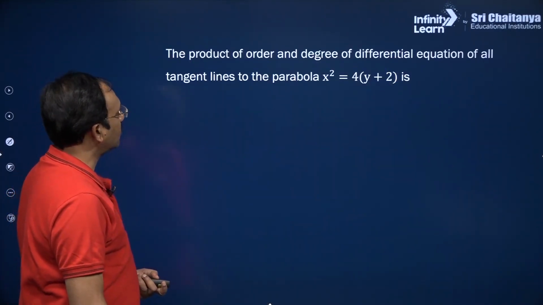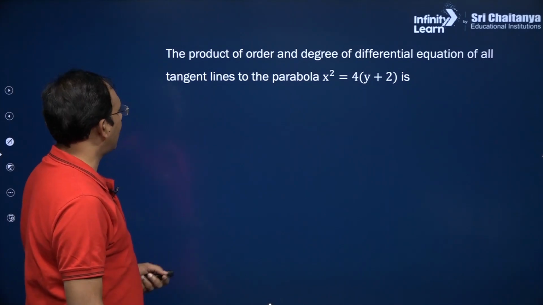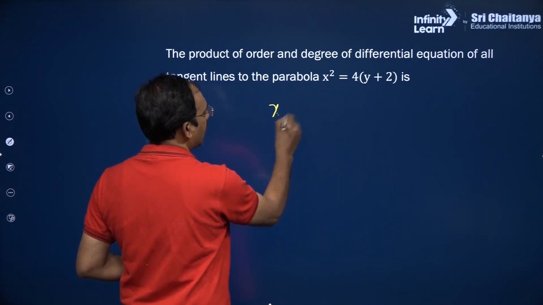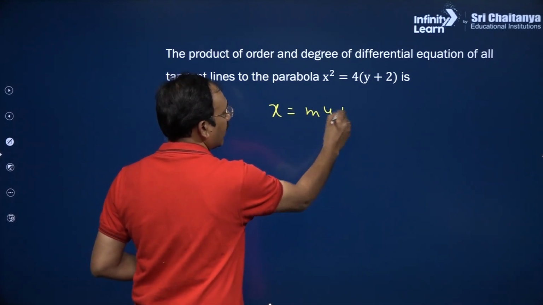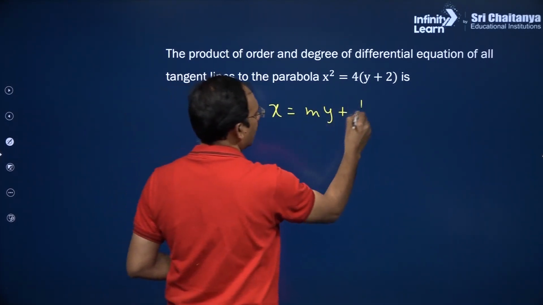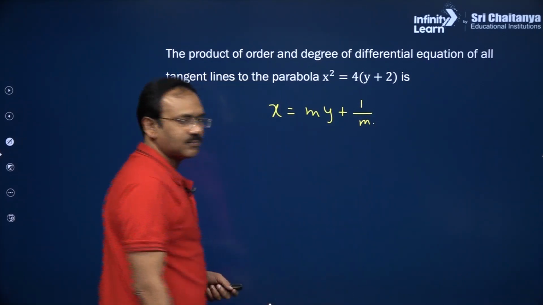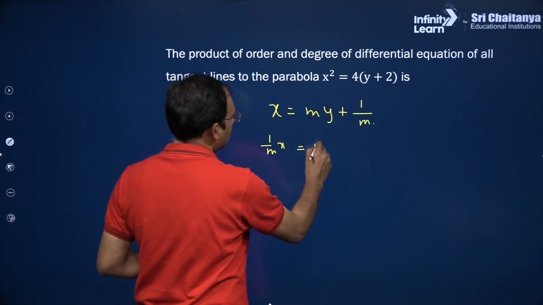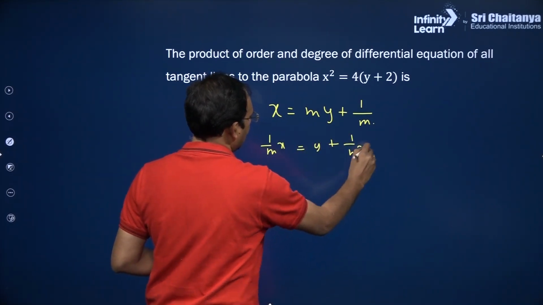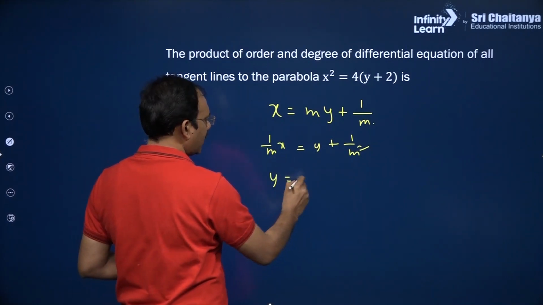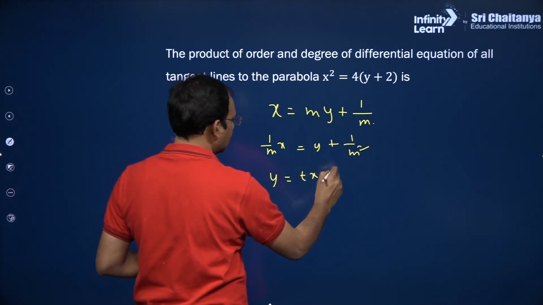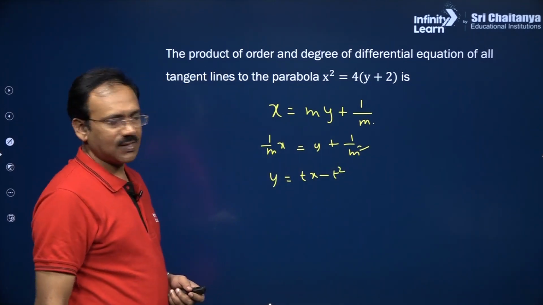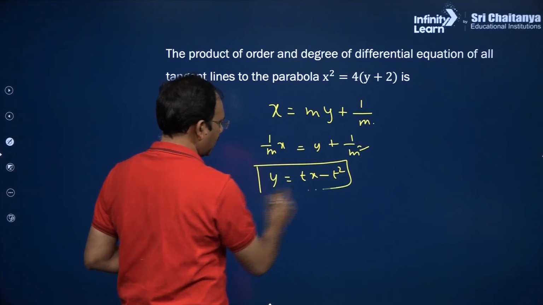Next, the product of order and degree of the differential equation of all tangent lines of the parabola. You see, any tangent to this can be taken as x is equal to my plus a by m, a is 1 by m, my dear friends. So, you can take like 1 by m into x is equal to y plus 1 by m square. For easiness, y is equal to tx minus t square, if you take 1 by m as t. This is the tangent equation, my dear friends.